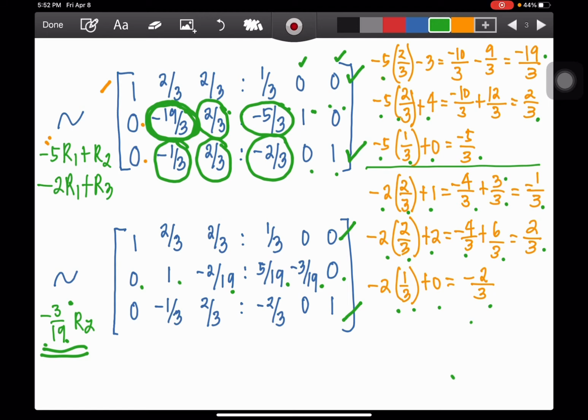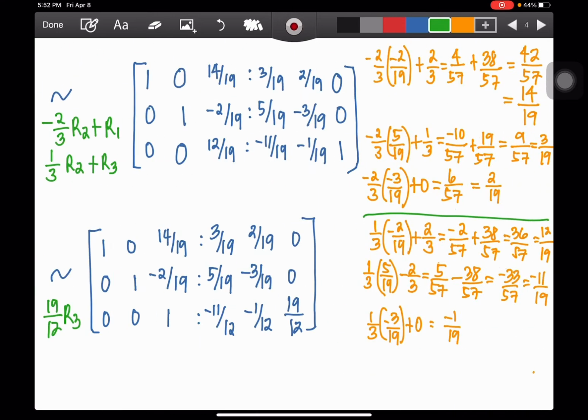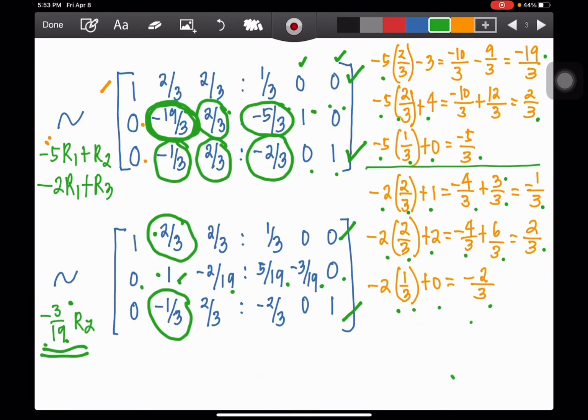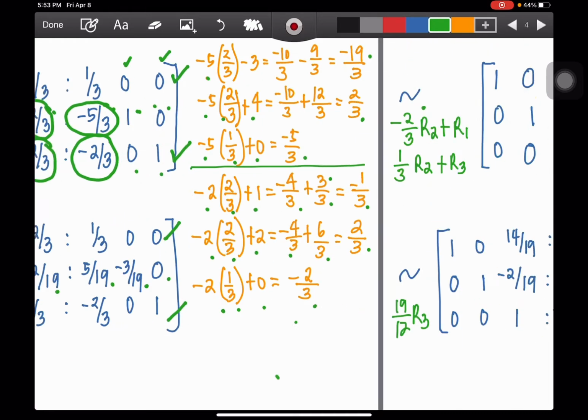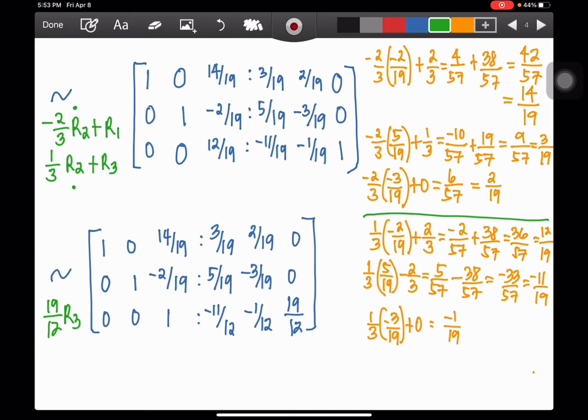Okay, so since this is already 1, then let's make this 2 be equal to 0. So how are we going to do that? Then let's follow the following rules. We multiply negative 1 here by the additive inverse of 2/3. So that's 1 times negative 2/3 plus 2/3 to make it 0. So we have that already, negative 2/3 R2 plus R1. Then after which, we multiply 1 by the additive inverse of negative 1/3, which is 1/3 plus row 3 to make that equal to 0. So the rule is 1/3 R2 plus R3.